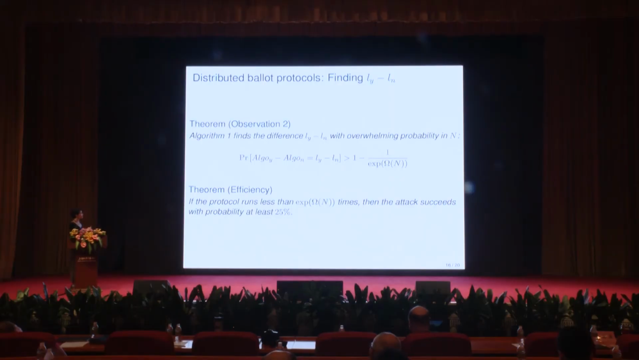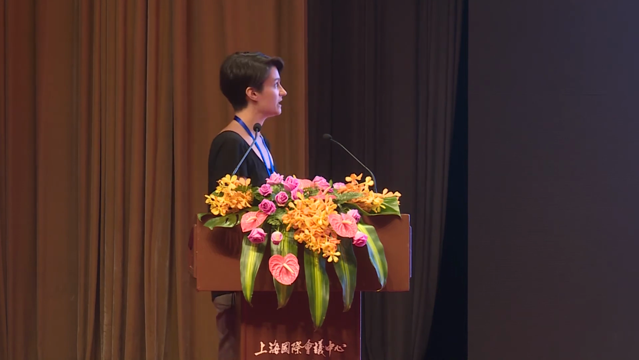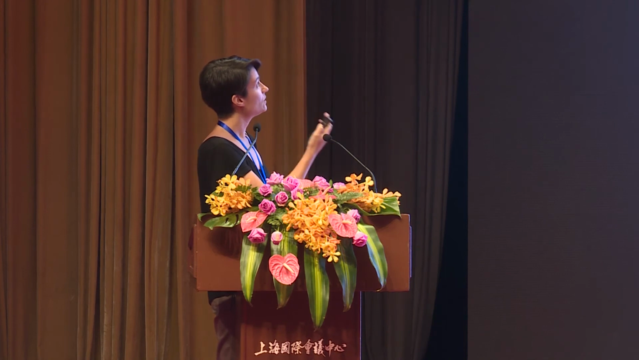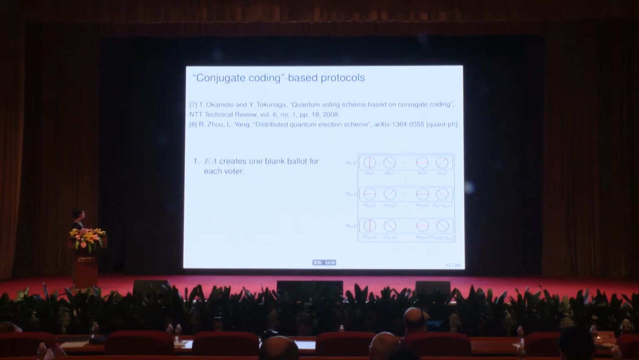And if the protocol runs less than an exponential number of times, then this attack succeeds with probability at least 25%. So we have a good chance of cheating. And I need to stress that this type of protocol has been proposed in order to correct for the double voting problem, but it seems that it still doesn't.